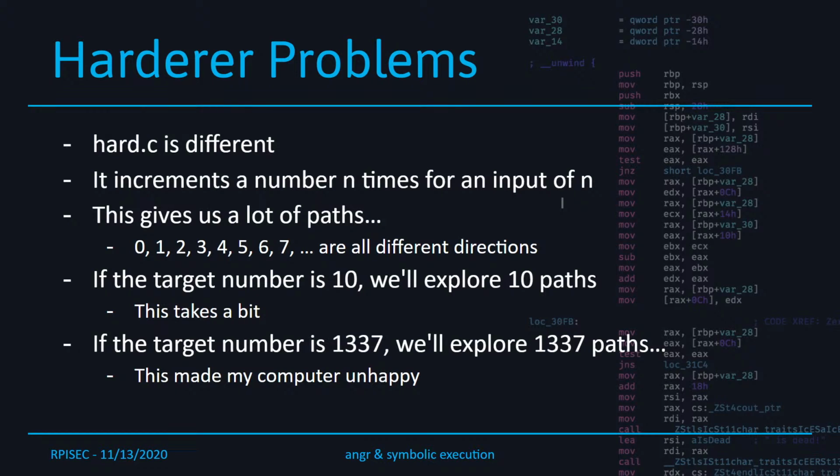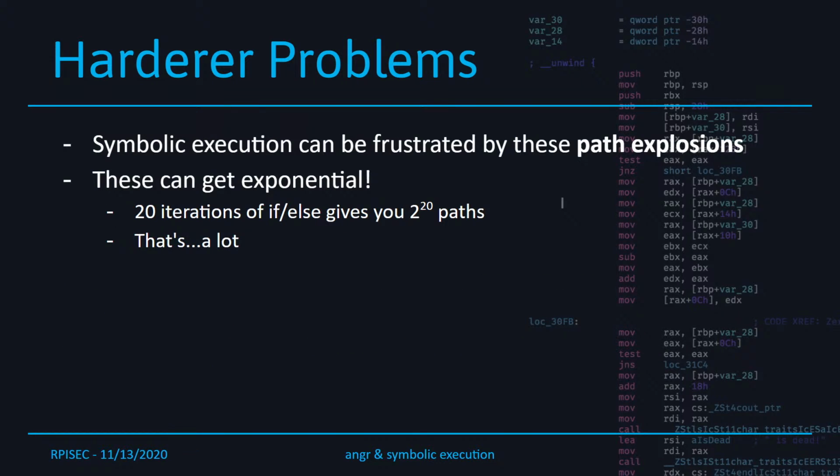So we have to explore, if the target number is 10, then it's going to probably wind up counting from 0 to 10. If it's 13,037, we got over 1,000 paths to explore. This made my computer very unhappy. So symbolic execution can get frustrated by these path explosions, as they're called. And these can become exponential.